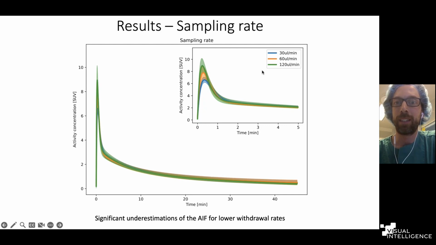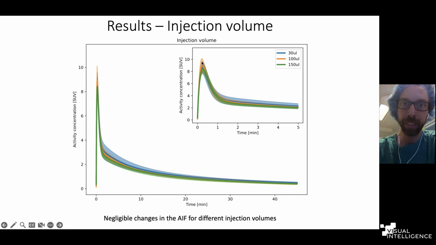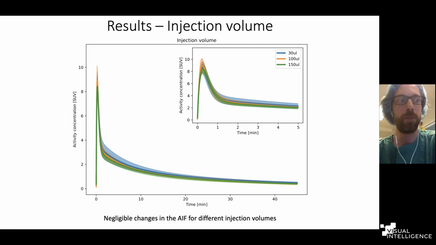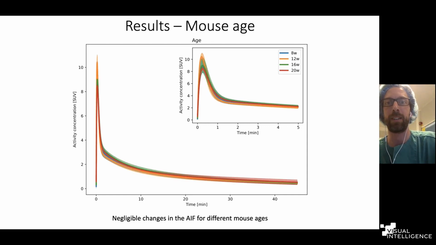Also, different withdrawal rates on the pump have an effect. The higher the withdrawal rate, the sharper the peak. While the injection volume and the mouse age do not seem to affect the results.